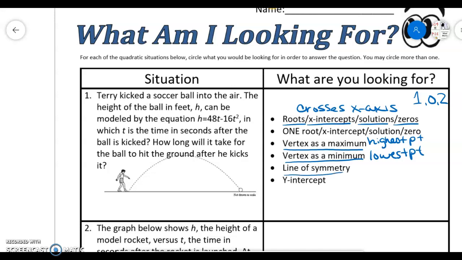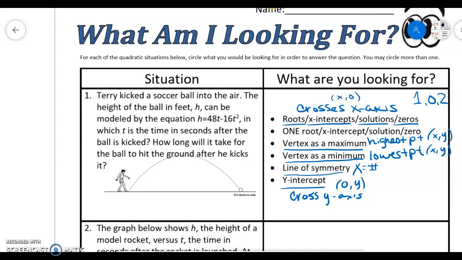We talked about our line of symmetry. This is going to be x equals the x value from our vertex, whatever number that may be. And then our y-intercept, of course, is going to be our y value when x is 0. This is where we cross the y-axis. Whereas this one is our x value when y is 0.